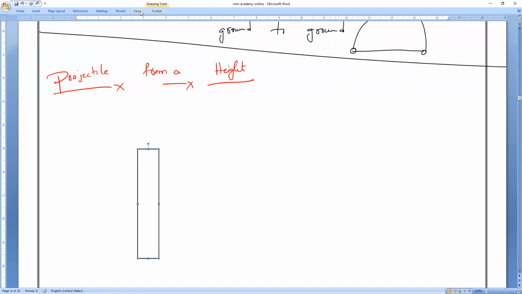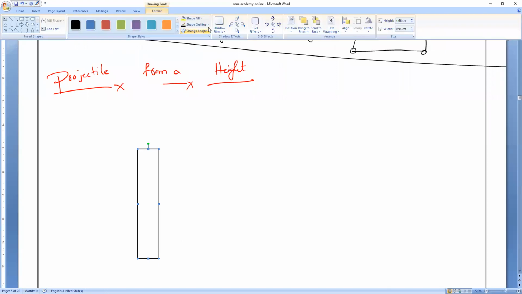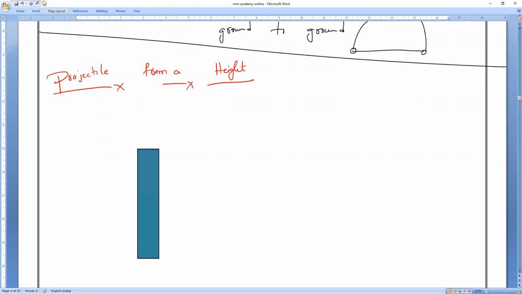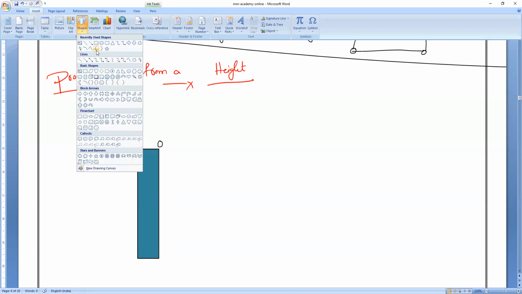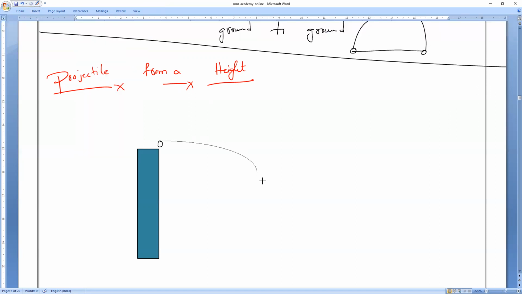So from this, I am dropping the body. Let me take now, this is the height of the building. From this, I projected the body in a projectile motion. Projectile motion means, imagine the path will come like this. Projectile path means the body will go like this and it will come like this.